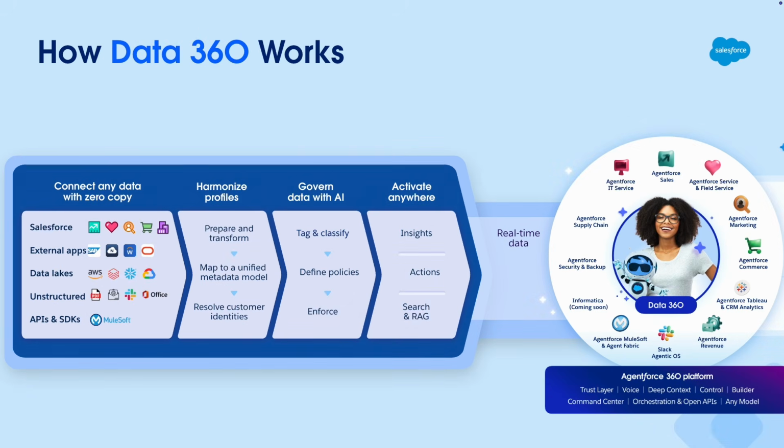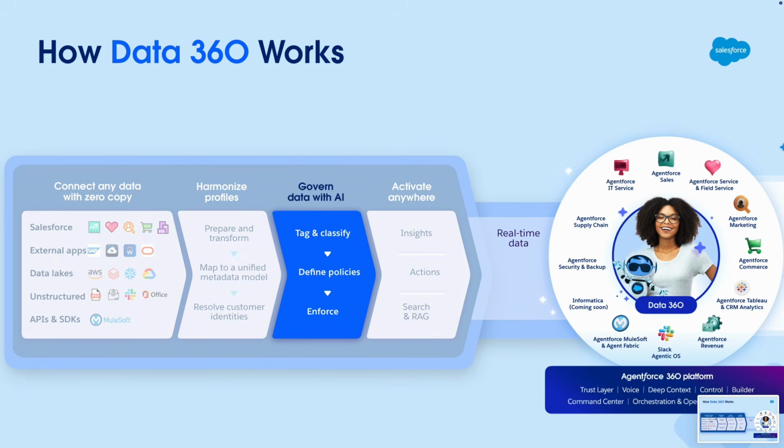In the previous episodes, we unified your data. Today, we are securing it using native Data 360 governance tools to control access to your sensitive information. First, we tag and classify our sensitive data across the unified profile so the system knows exactly what needs protection. Next, we define policies to establish clear access rules. Finally, Data 360 universally enforces these rules in real time, ensuring your data is always secure before it reaches any user.